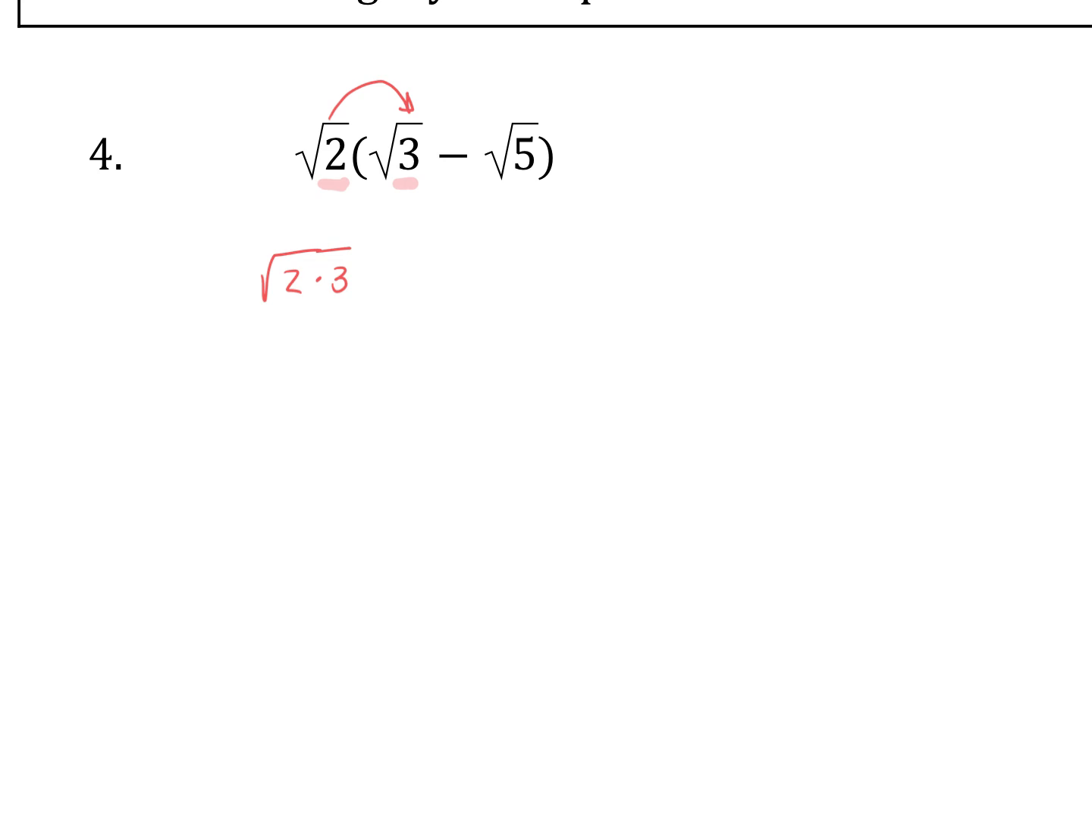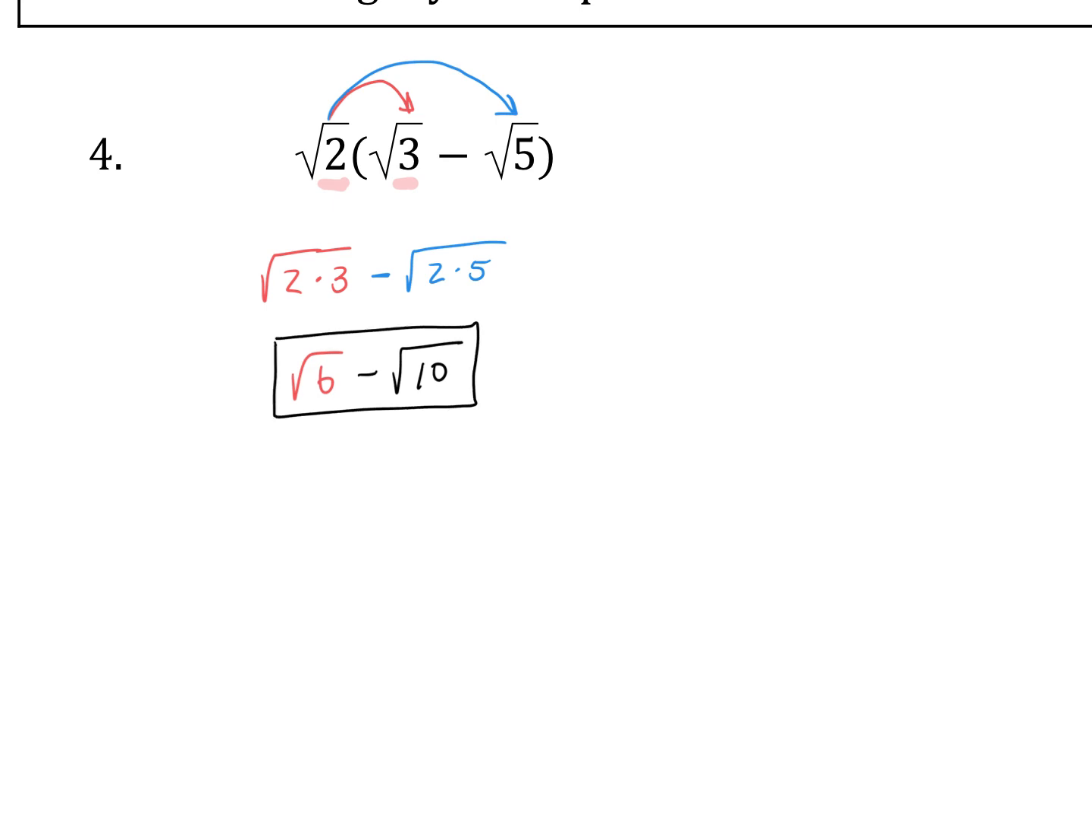And then once we do that, we're going to do root 2 times negative root 5. So I'm going to go like this, negative, and then I've got square root 2 times 5. All right, let's simplify that. I now have root 6 minus root 10. And actually, y'all, this is your final answer because root 6 and root 10, we cannot simplify that anymore.